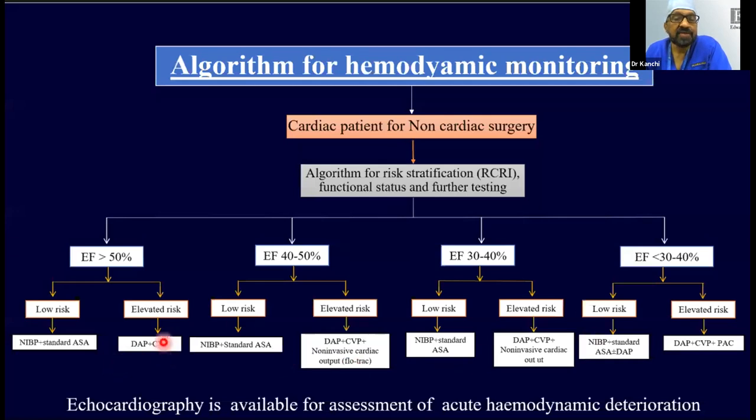For example, if the patient's ejection fraction is 40 to 50% and the patient is undergoing elevated risk surgery, we have advocated use of direct arterial pressure, central venous pressure, along with a non-invasive cardiac output monitor such as FloTrac. But if the patient's ejection fraction is less than 30%, undergoing elevated risk surgery, we have suggested advanced cardiovascular monitoring in the form of pulmonary artery catheter and echocardiography.